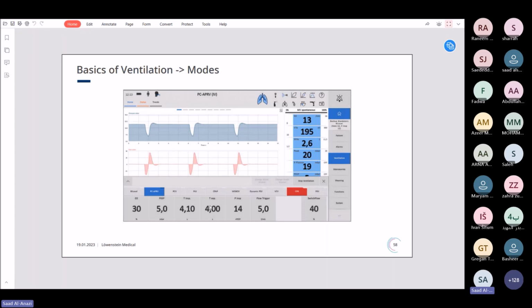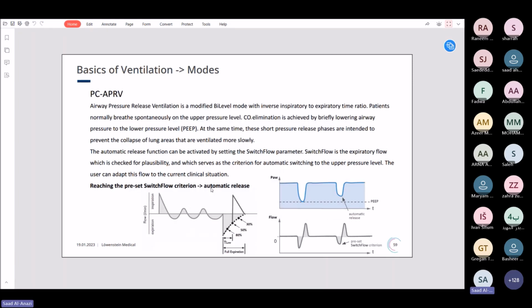And what is great in our ventilator is that you can adjust the settings by decimal points. So if you want to select the time high, you can select it by 0.1, 0.2, 0.3. So it's really a great option, not just by 1 or by 2. It's really great to have accurate adjusting of settings and management. So this is the explanation about the APRV.